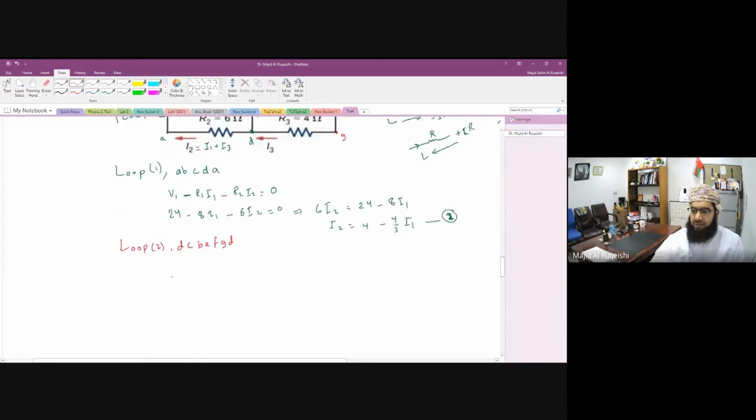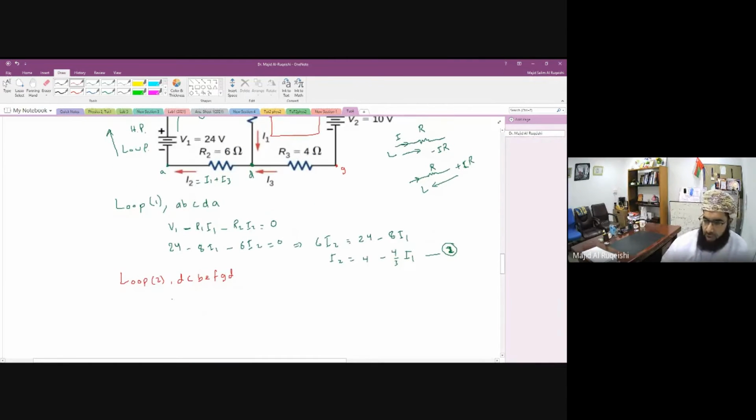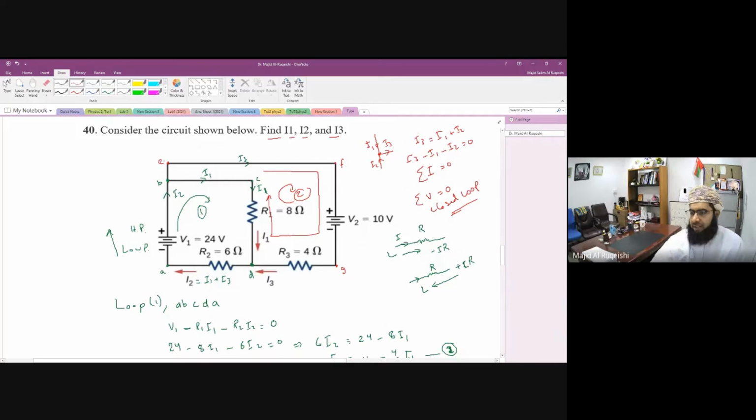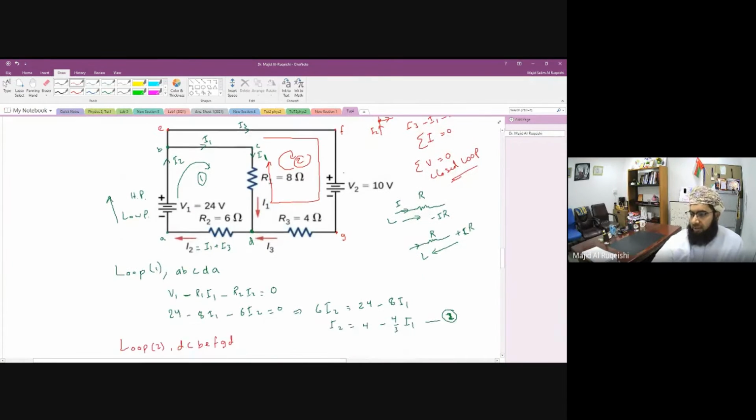So here it will be R1 I1, and it has a positive sign here. Then DC is finished. BE, nothing here, nothing in EF, but in FG we have this battery. Now you see this is the direction of the loop, and also this is the direction of the current, I3. Don't forget that. So they are in the same direction, and because they are in the same direction, we are taking the voltage negative here.